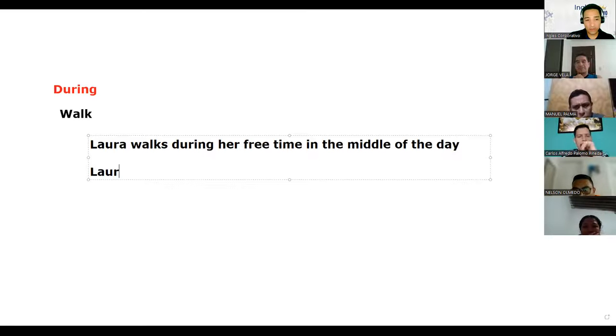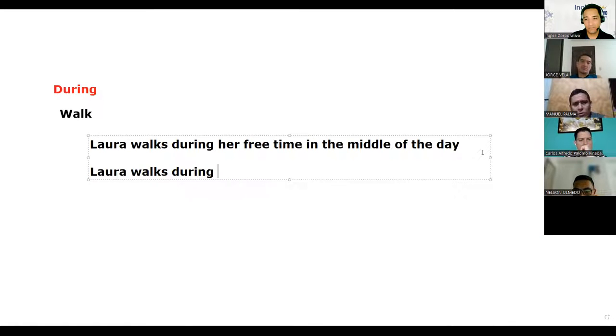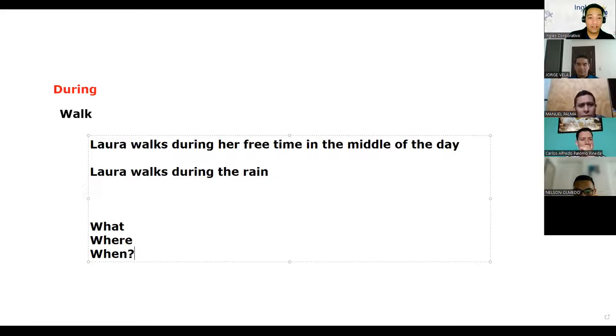Let's do more examples. Laura walks during, what else can I say? During the rain. Laura walks during the rain. Can I continue the sentence? Every winter. That answers when. Continue with when. So, Laura walks during the rain. During the winter? Yeah, as well, during the rain, during the winter.